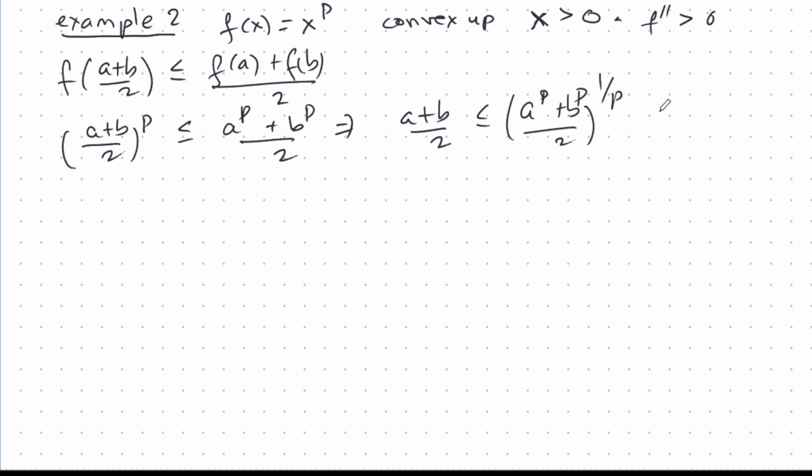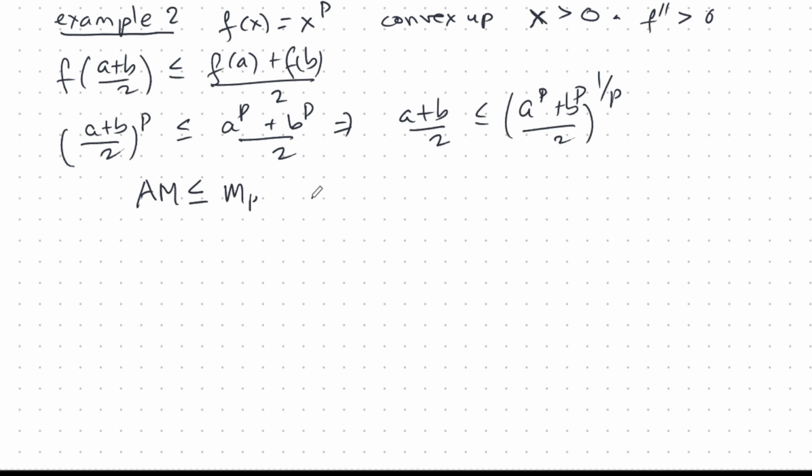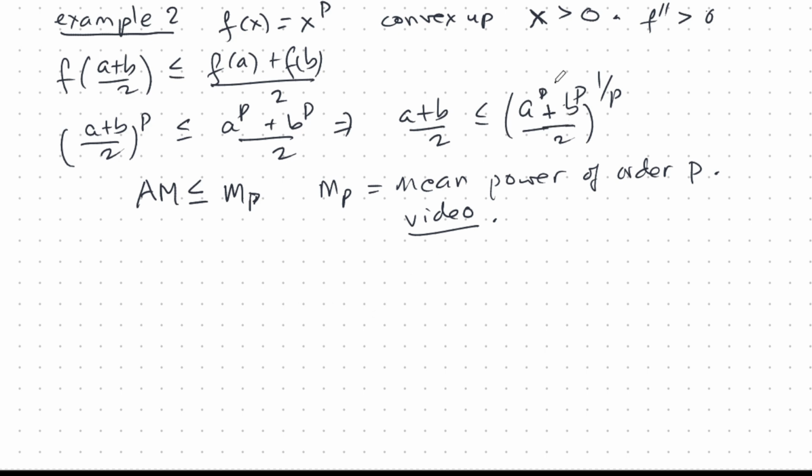So this is arithmetic mean less than or equal to mean power of order p. MP is mean power of order p. So RMS is mean power of order 2. I did a video about this, about mean power of order p. It's very interesting. There was a nice proof in this video, and I will leave the link in the description box. Okay, and you should watch it if you're interested in this.